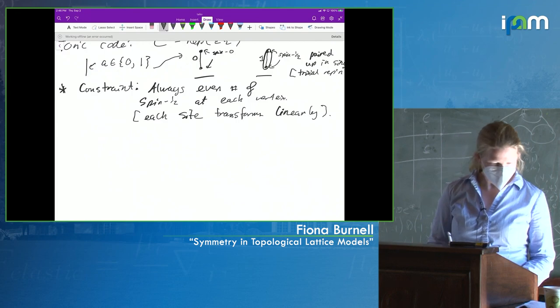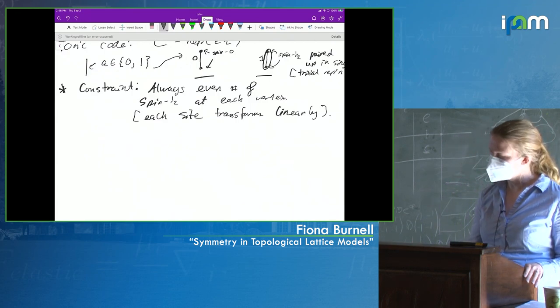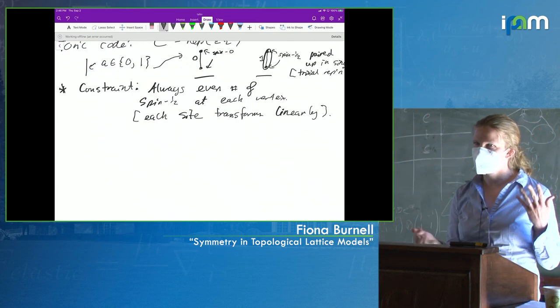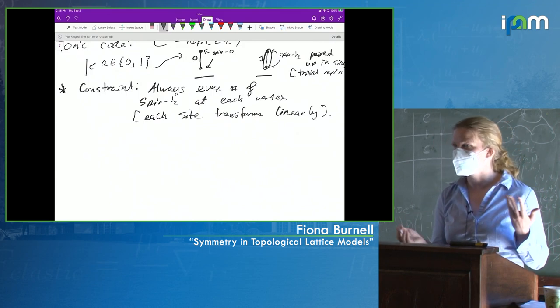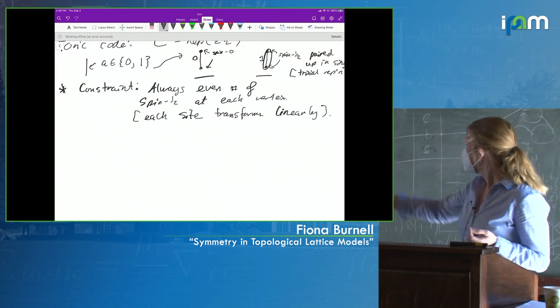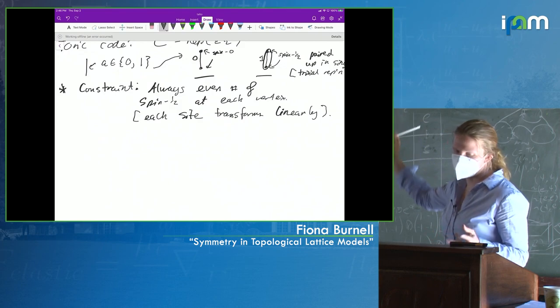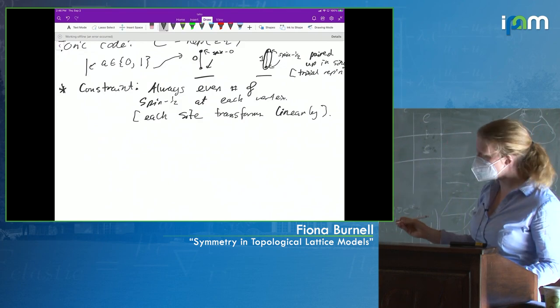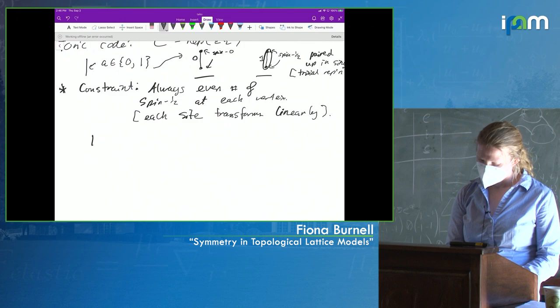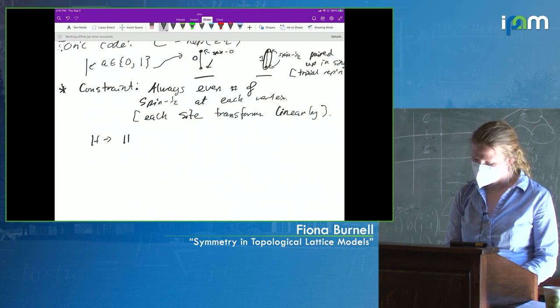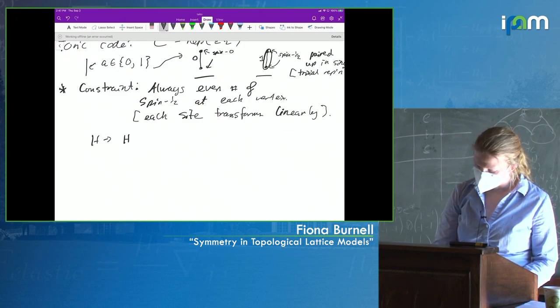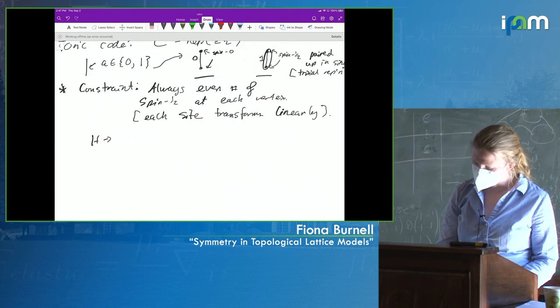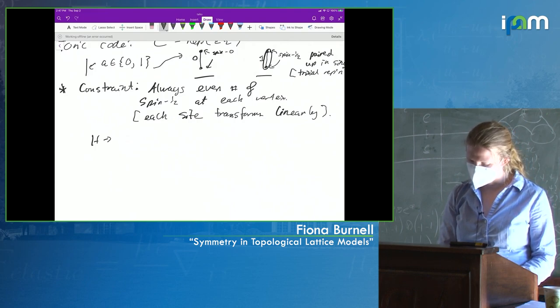Okay, and so once I've redefined my string net Hilbert space, it's fairly straightforward to modify the Hamiltonian, okay? So that your string net ground states only have these guys, right? So first of all, I'm going to add a term. It's going to be a sum over projectors.